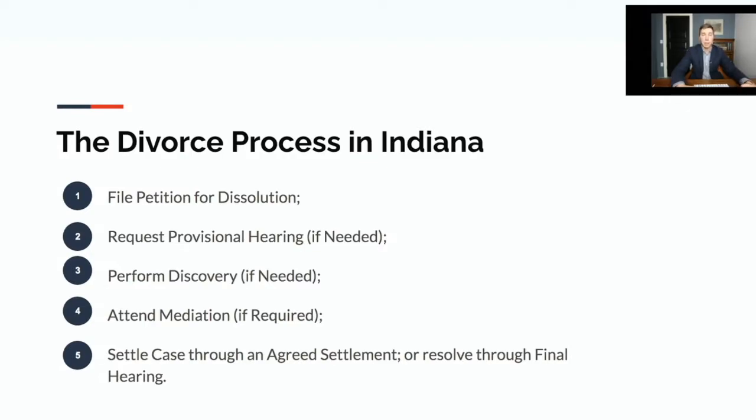And the last step really is taking steps to resolve the case. You can settle the case through mediation. You can also work among yourselves, reach an agreed settlement, or you can request the court for a final hearing and resolve any contested issues at a final hearing. And that would be a very high-level overview of the divorce process in Indiana. Those are kind of the 5 big steps.